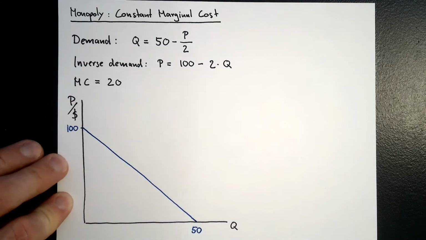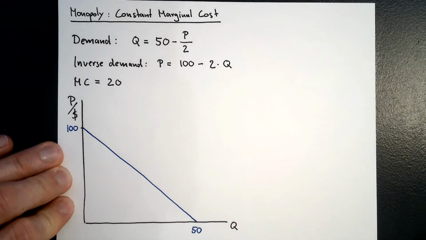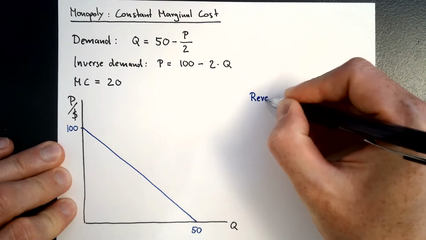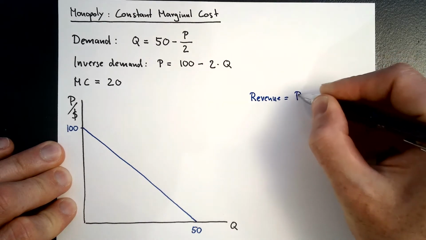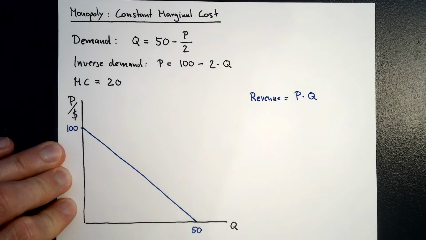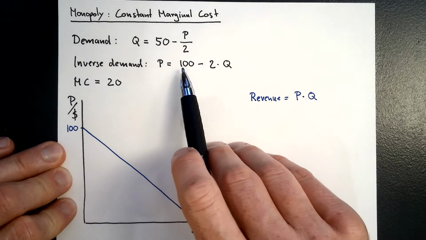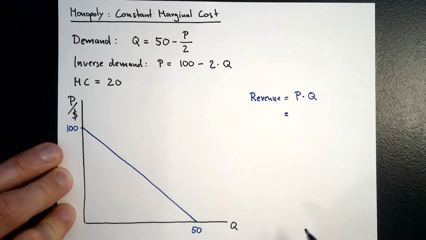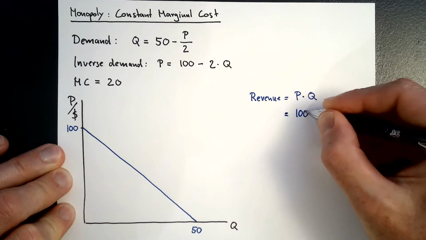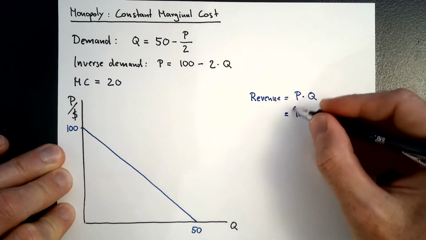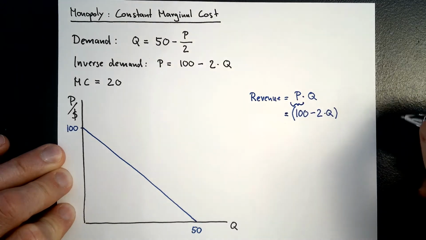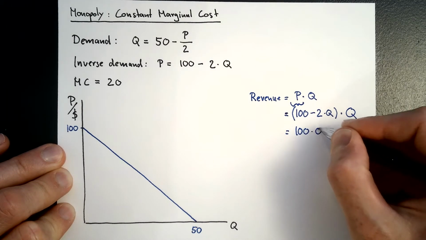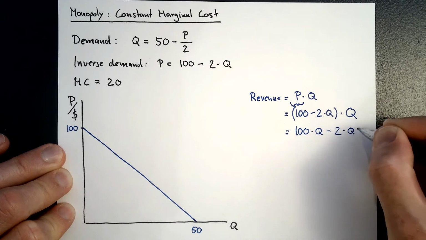So first, let us calculate the marginal revenue associated with this problem. First, keep in mind that the revenue for any firm is equal to price times quantity. Now, given the demand function, the price depends on the quantity, and so we can write this as 100 minus 2 times Q, which is the price, times Q. So it is 100 times Q minus 2 times Q squared.